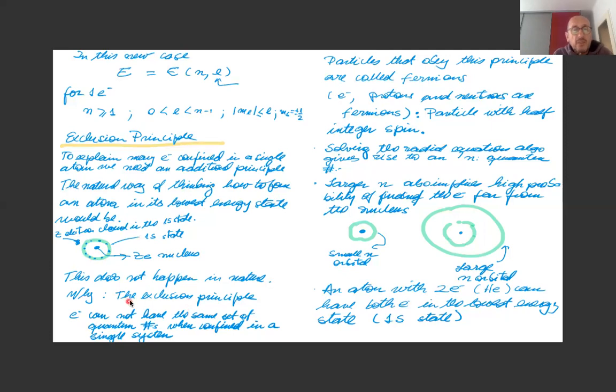This exclusion principle requires that the electrons must have a completely different set of quantum numbers when combined in a system. The particles that obey this antisymmetric principle, the exclusion principle, are called fermions. Electrons, protons, and neutrons are all fermions. Those are particles that have a half integer spin. There are also particles that have spin 5/2, for example.